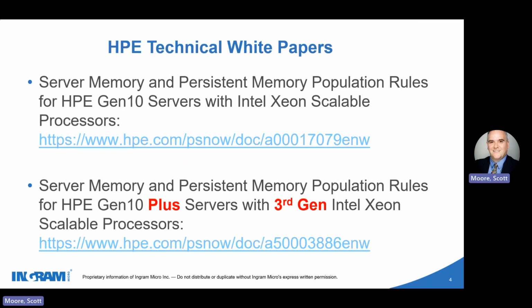These technical white papers from HPE give complete guidance for using persistent memory in HPE servers. The upper link is for the 100 series PMEM on second generation Intel scalable systems, also known as the original Gen 10 servers. The bottom link is specifically for the newer 200 series PMEM, used on the third generation Intel scalable processors that are found in the Gen 10 Plus servers. HPE has announced that Optane PMEM options will not be available on Gen 11 or later servers.